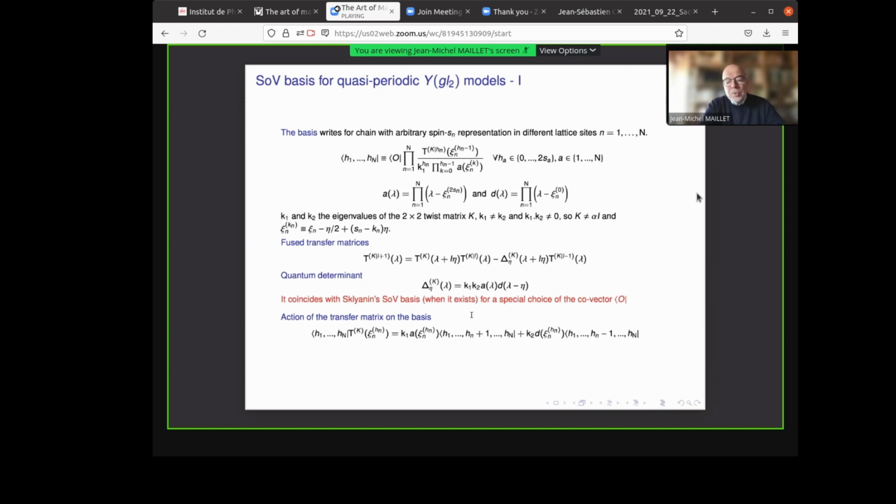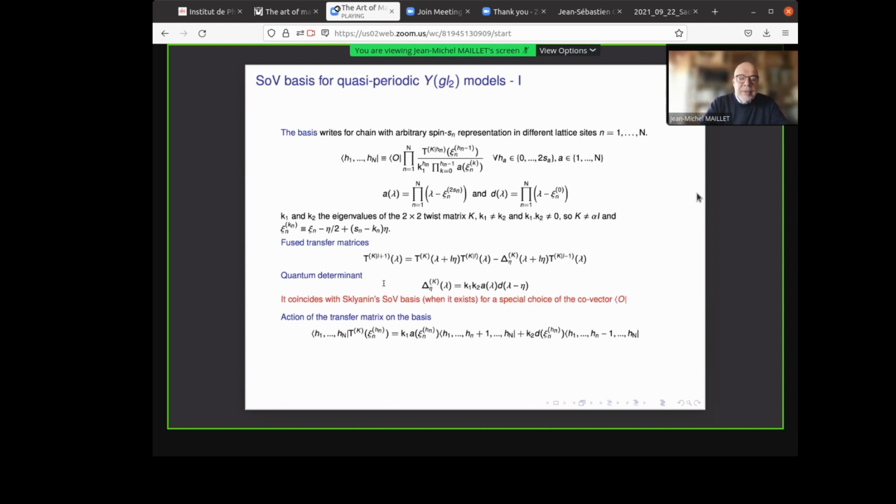And the one thing we proved is that first of all, this basis computed like this just coincides with Sklyanin's separation of variable basis computed from the B operator in that case, when it exists, because it does not exist for all possible K where our scheme applies. But when it exists, for a special choice of the covector O, which is just reference vector 0 in this chain. So the vector where you have maximum spin, or the converse.